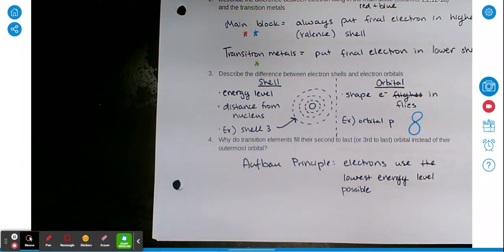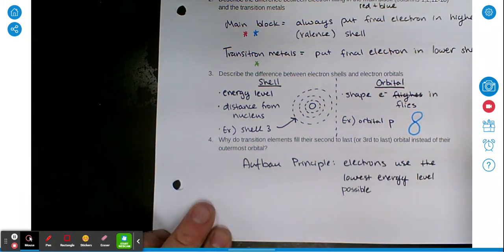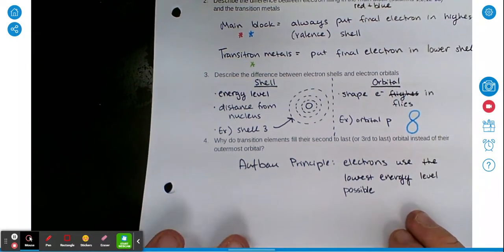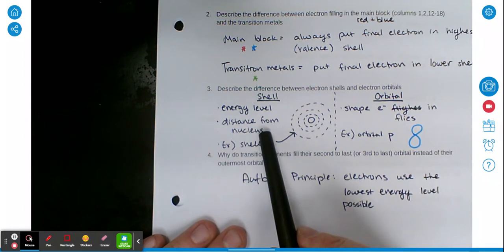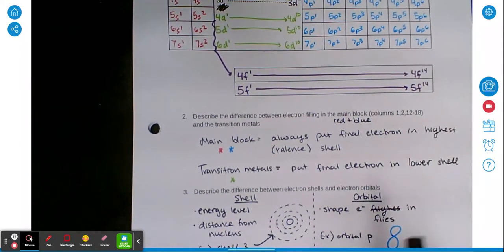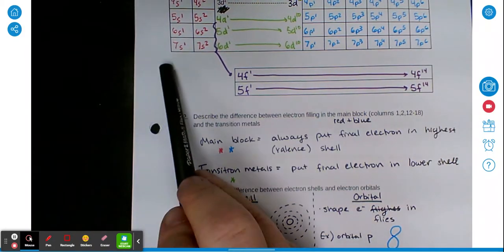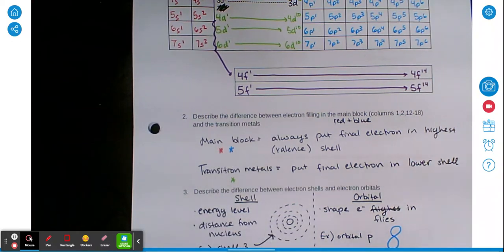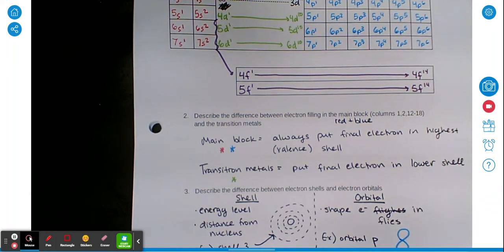So this is just getting at the theory. Do you understand the basic vocabulary? Electrons are going in the lowest spot possible. The two components of the address that you need to know: a shell is what ring you are in, how far away you are from the nucleus. An orbital is what shape you are flying in. Main block is easy. Their last electron always goes in their highest energy level, which is also your row number. And then transition metals fill a lower shell. These bottom two rows fill 2 shells deep.